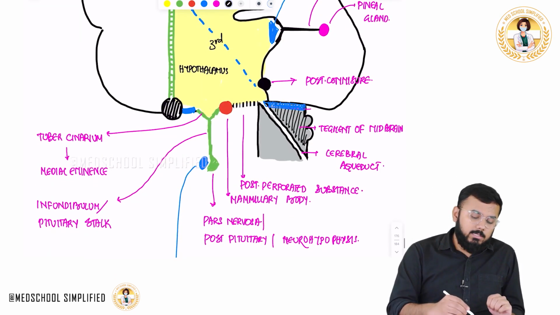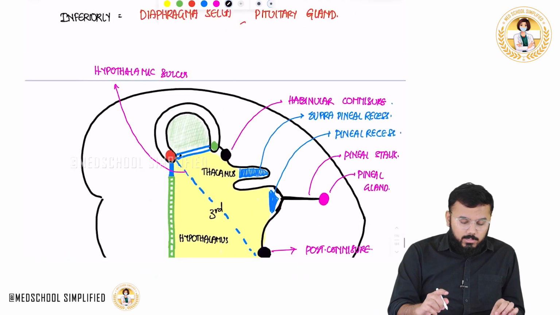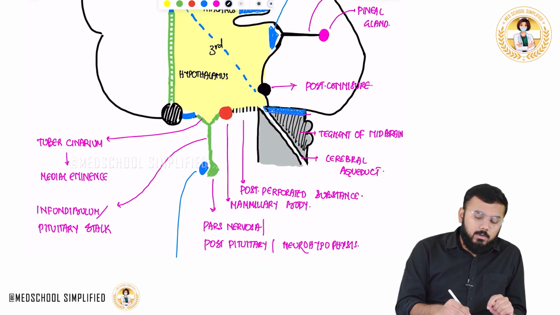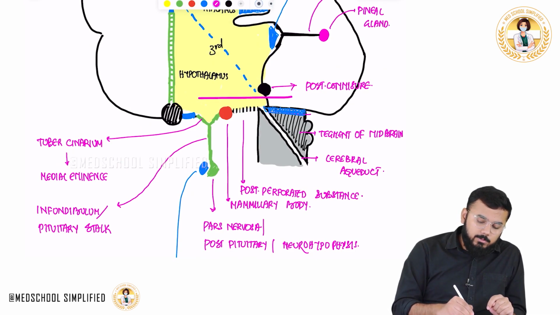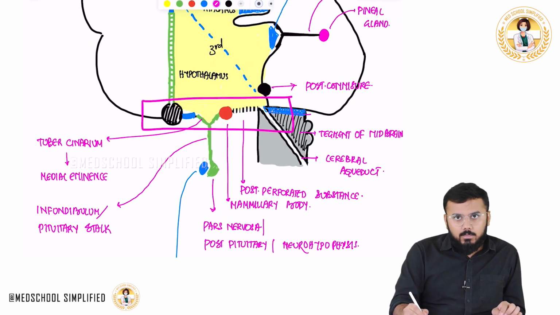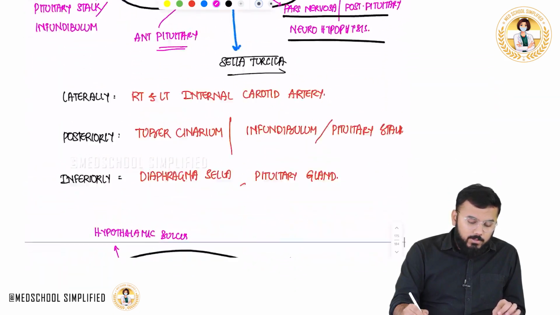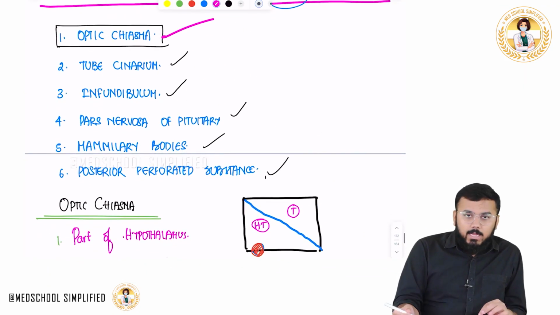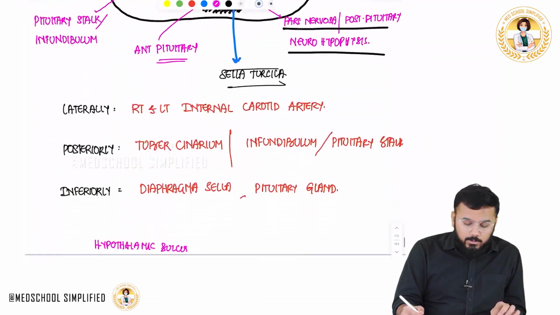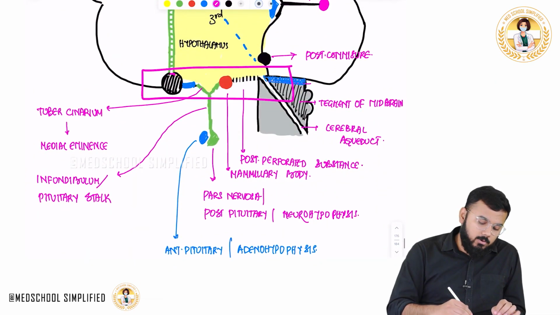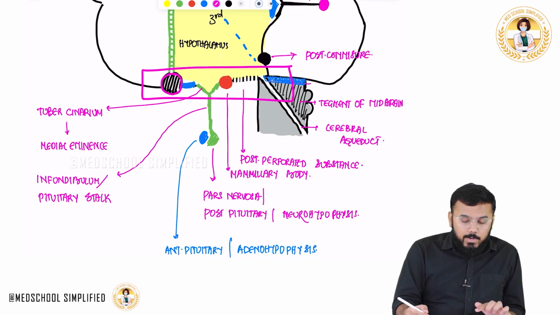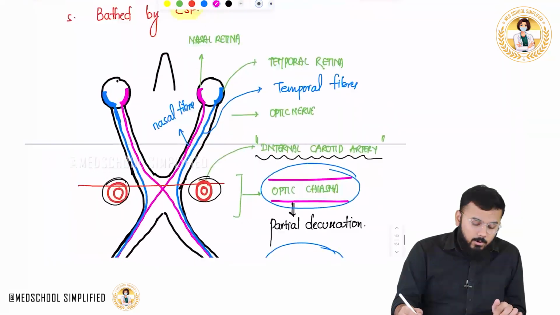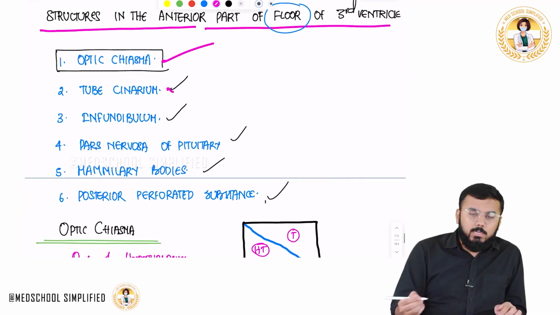Now let us see what structures are present there. This entire yellow shaded portion is the third ventricle. In this third ventricle, this particular part is called the floor of the third ventricle. So what structures have we discussed in this floor? One is the optic chiasma, which in this picture is this part over here. Behind the optic chiasma we have the tuber cinereum.